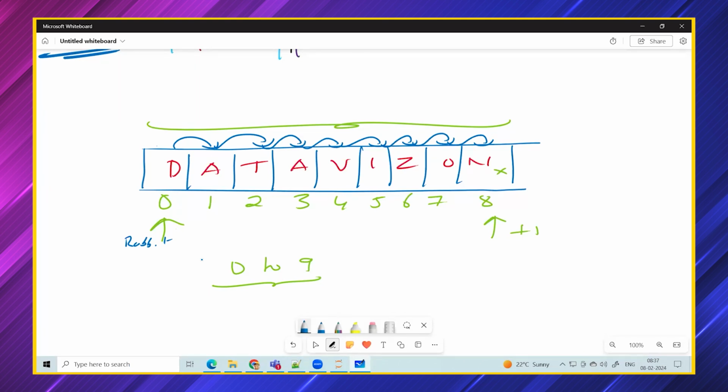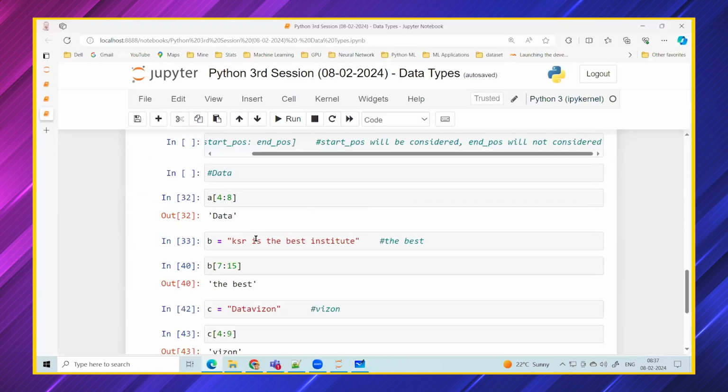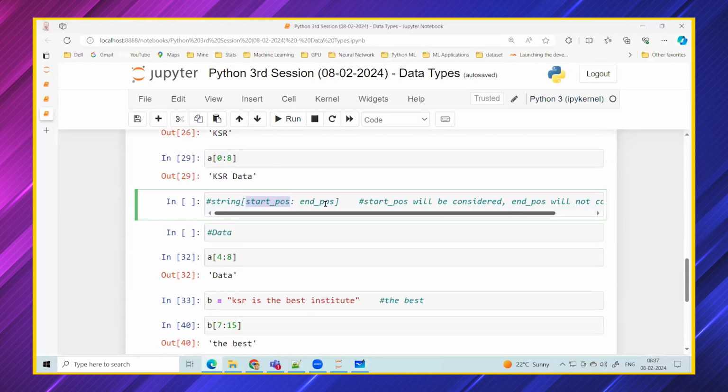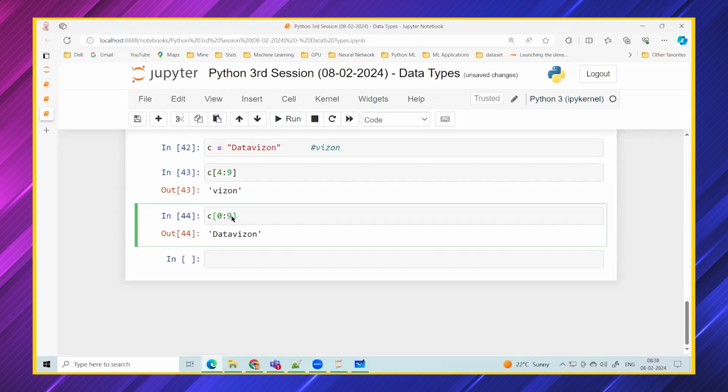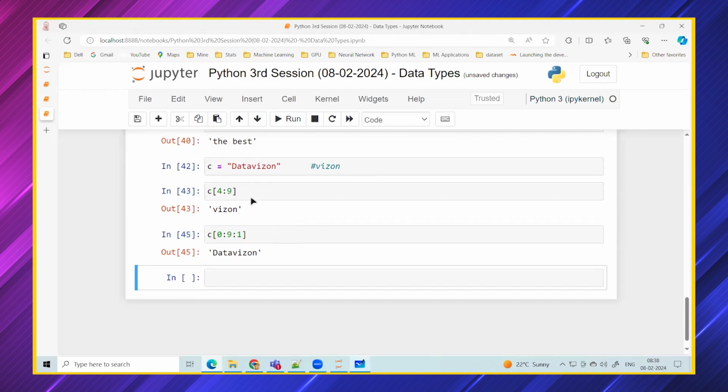But we are thinking that there are only two parameters here: one is the start position and one is the end position. There is another one which I'll call optional. You need not give this, but in case you give it, this is called a step. So here if I write colon 1, that is nothing but one step at a time.